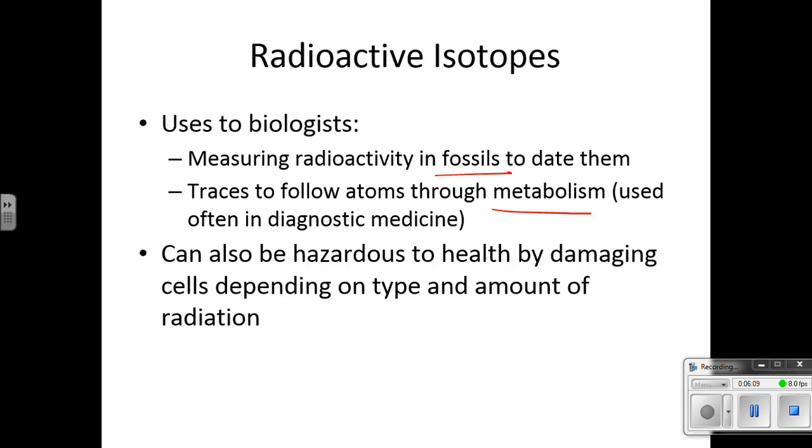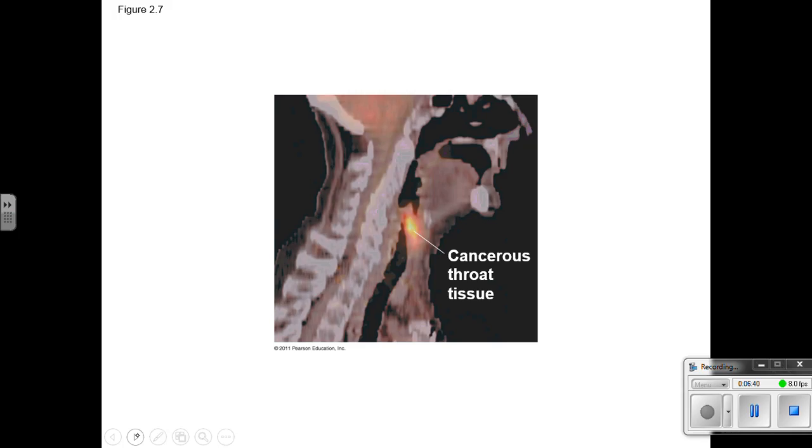But it can also be hazardous to health depending on the cell type and the amount of radiation that you're getting. So medical doctors don't use radioactive isotopes on a regular basis, but if they're really needing a diagnostic tool, the benefit of it could definitely outweigh the possible risk. It's usually damaging as a long-term exposure, and with people, if they are using a radioactive isotope for a diagnostic procedure, it's not long-term exposure.